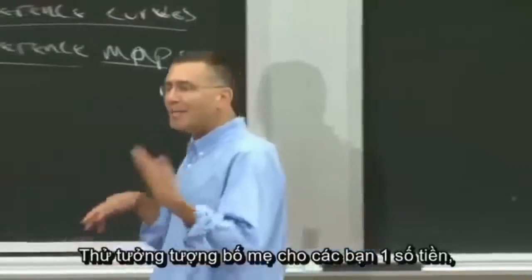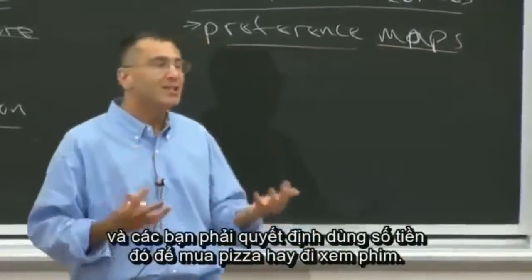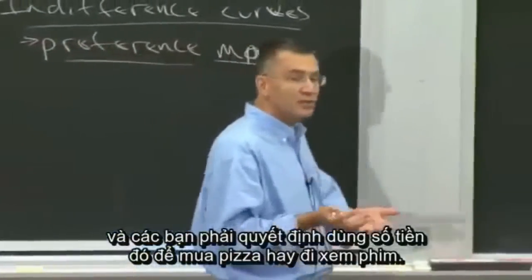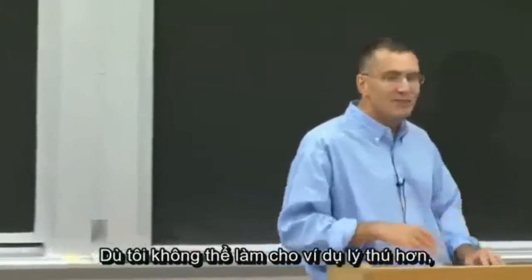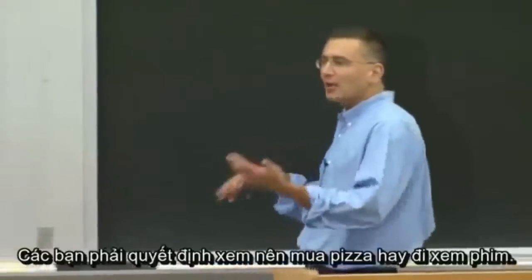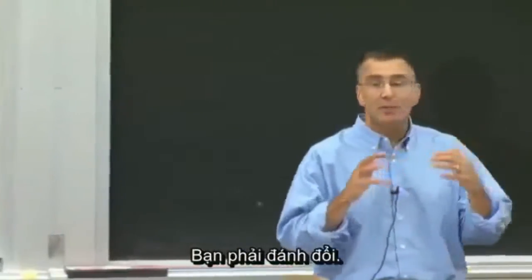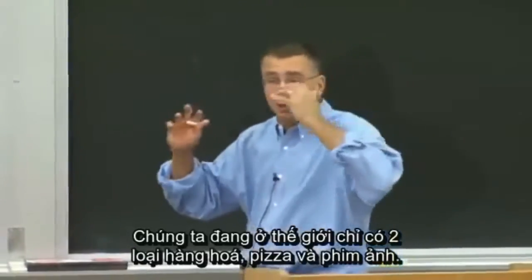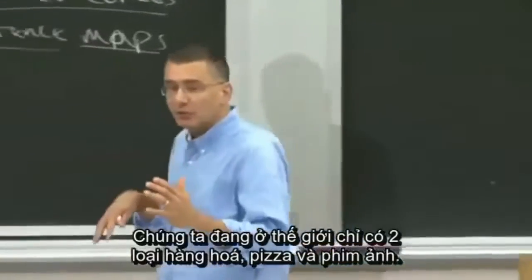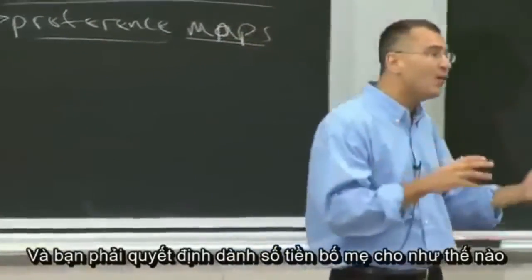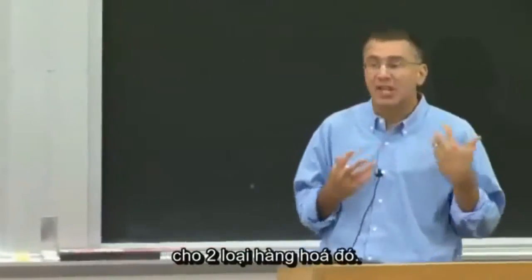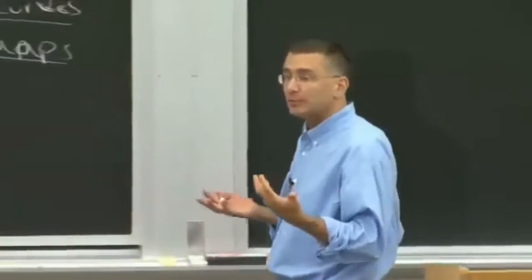Imagine your parents gave you some money, and you had to decide whether to buy pizza or see movies. Okay, try to make it at least a little bit relevant, even if I couldn't make it cool. You got to decide whether to buy pizza or see movies. That's your decision. That's the trade-off you're making. We're in a world where there's only two goods, pizza and movies. And you're deciding how to allocate the money your parents gave you over pizza and movies.